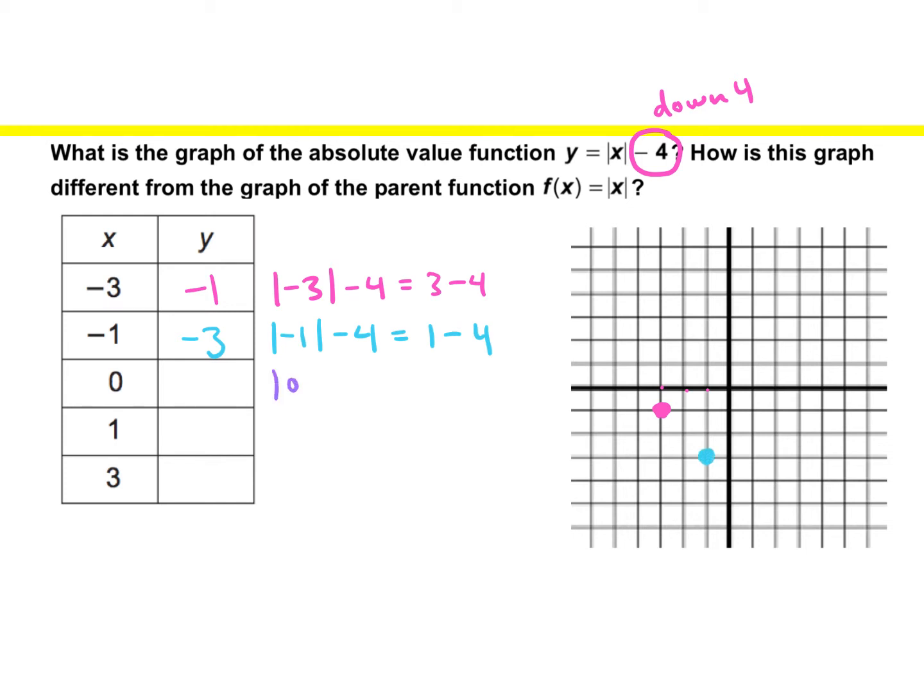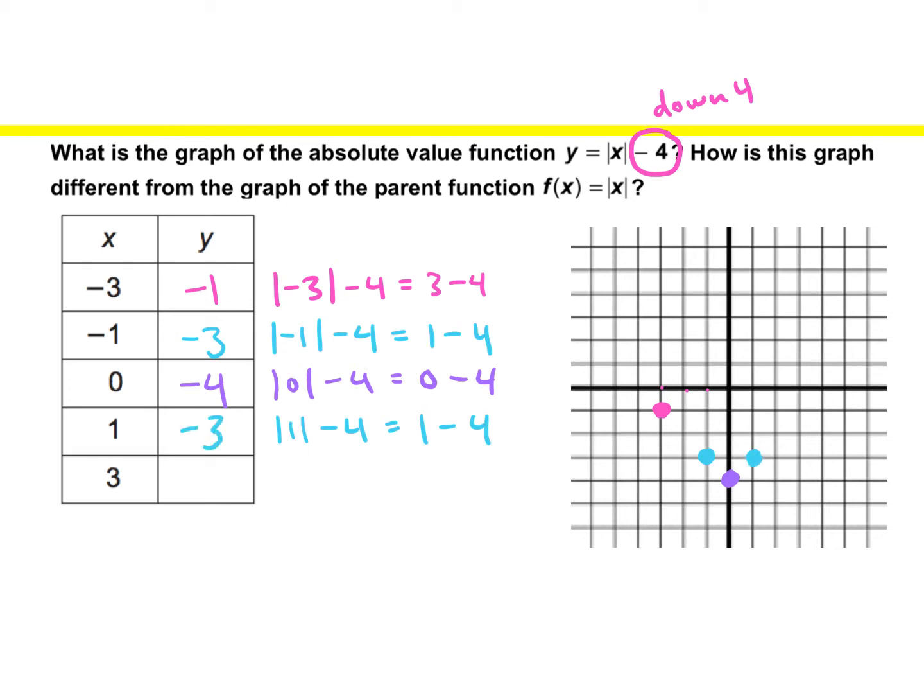Then I plug in 0. What's the absolute value of 0? 0. And what's 0 minus 4? -4. So stay on 0, go down to -4. Next, I have the absolute value of 1. What's the absolute value of 1? 1. And what's 1 minus 4? -3.